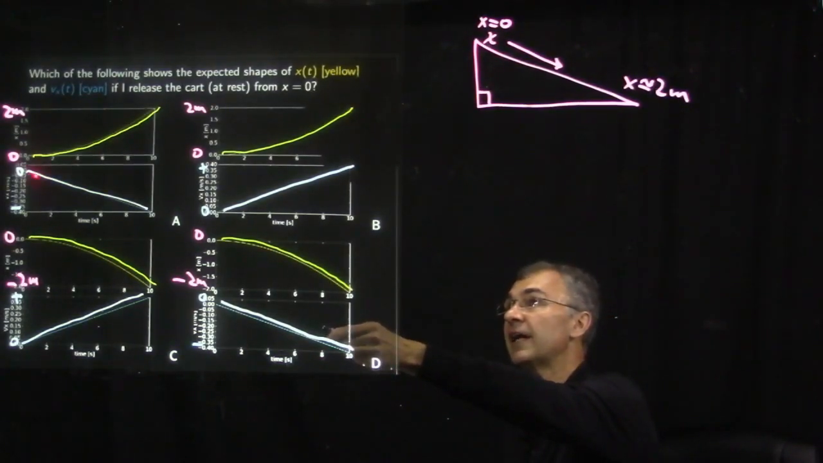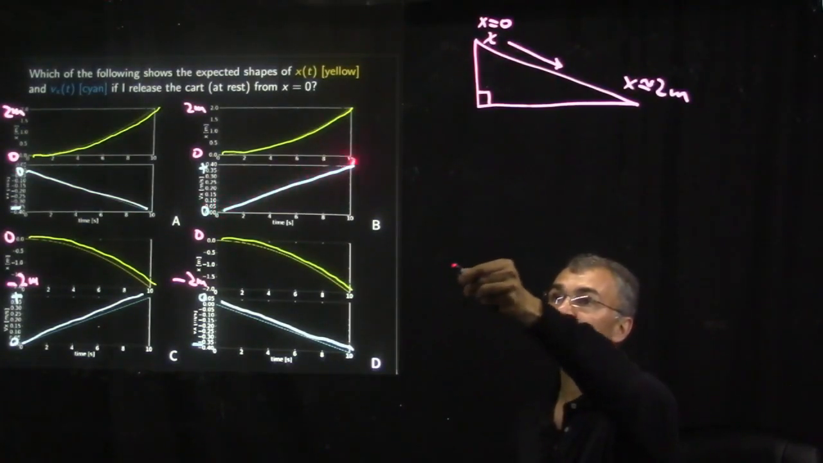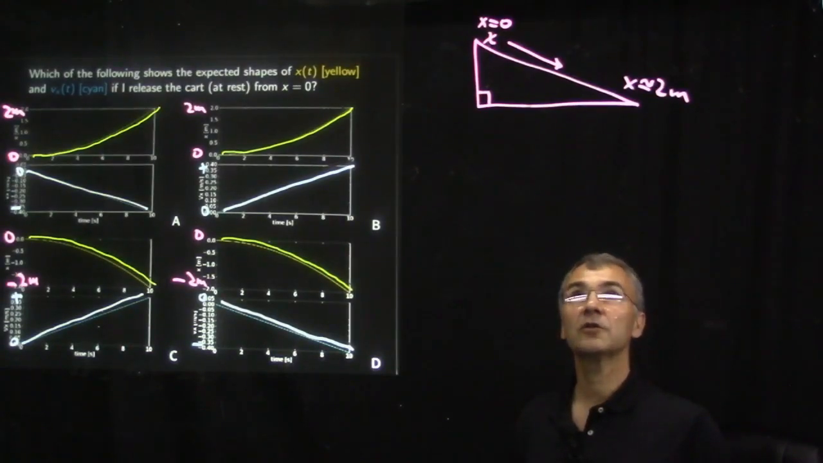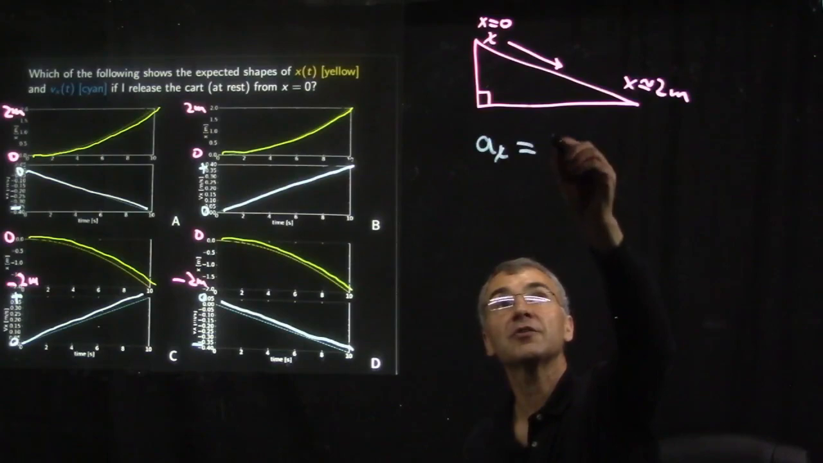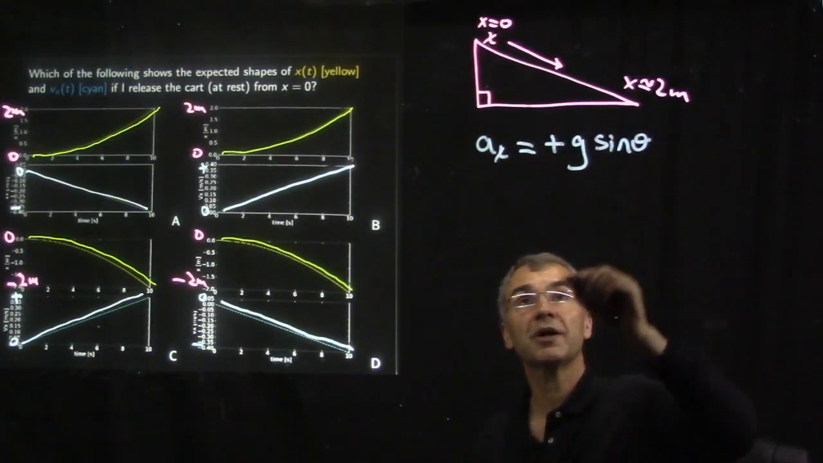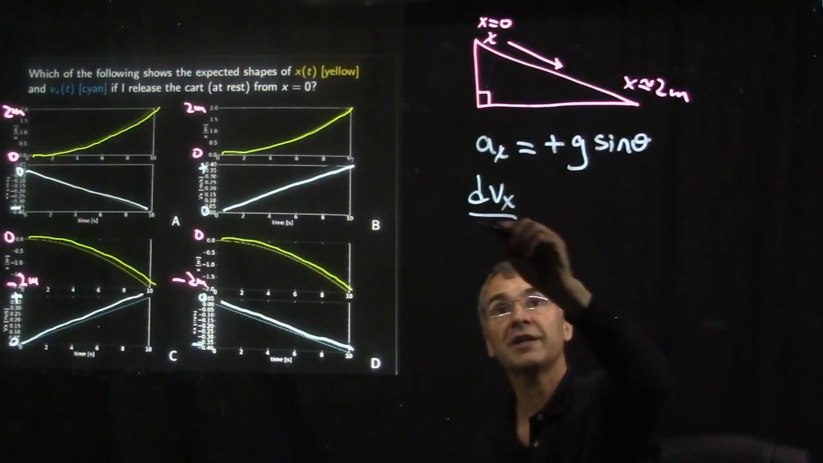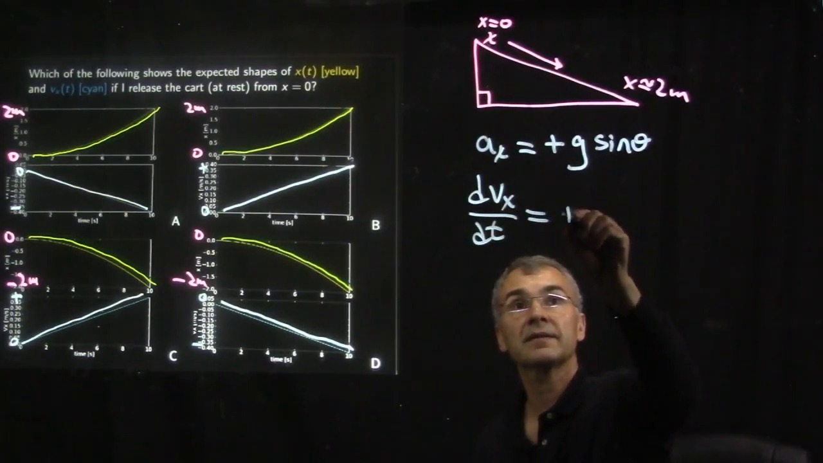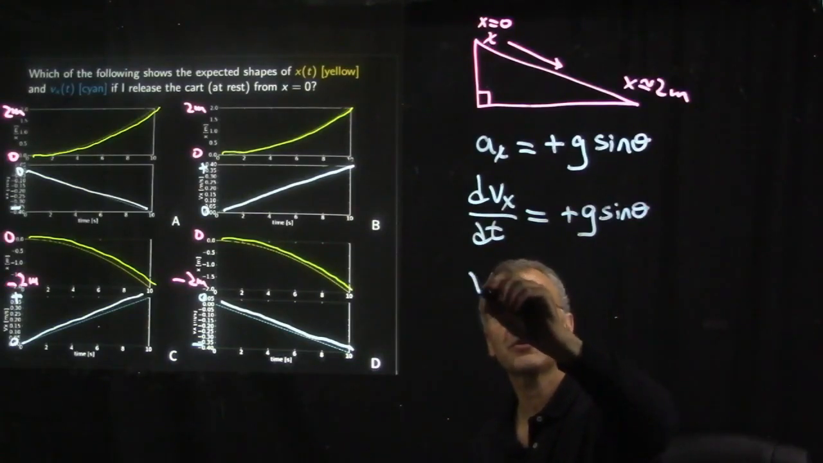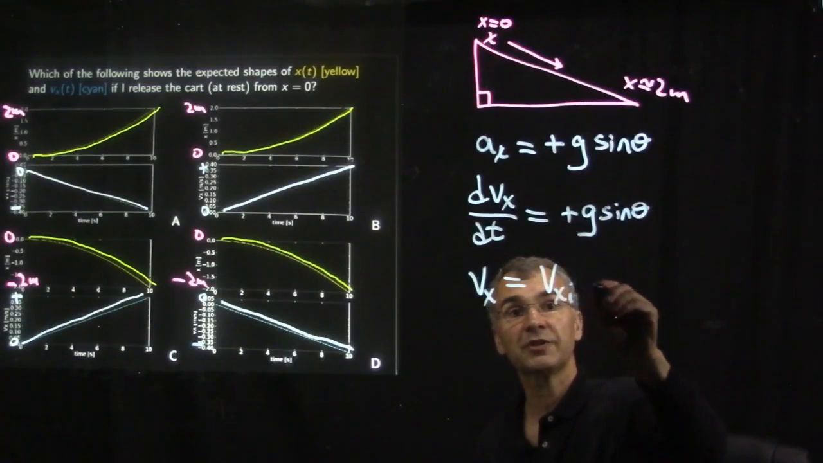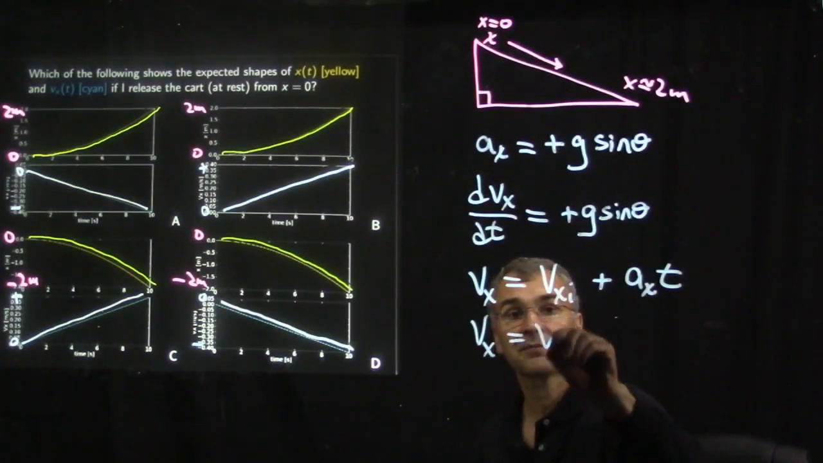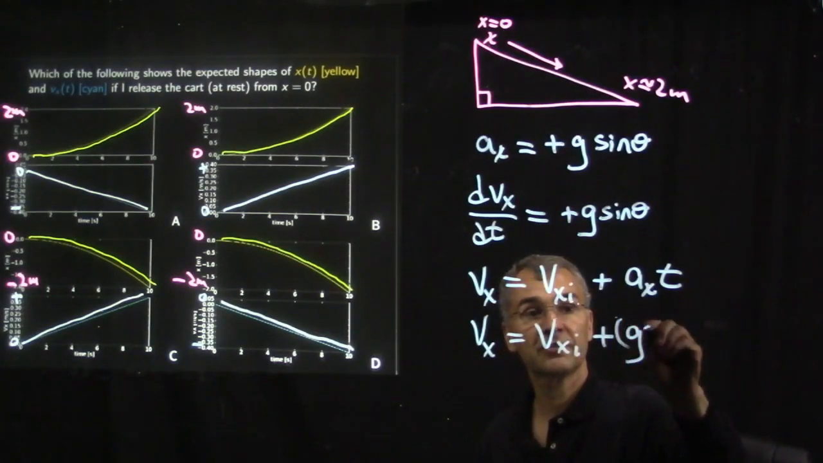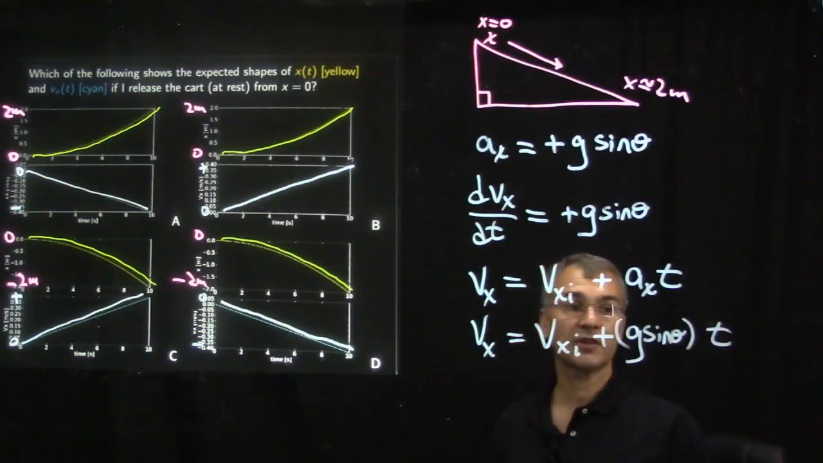So here in A, the velocity starts out at 0 and becomes negative. And in B, the velocity starts out at 0 and becomes positive. Well, we said that the downhill direction is positive x. And we said that a sub x is plus g sine theta, so it should be some small positive number. And remember, a sub x is the rate of change of v sub x. And also remember that v sub x should be the initial value of v sub x plus a sub x t, and a sub x is positive, so v sub x is v sub x initial plus this small positive number times time.